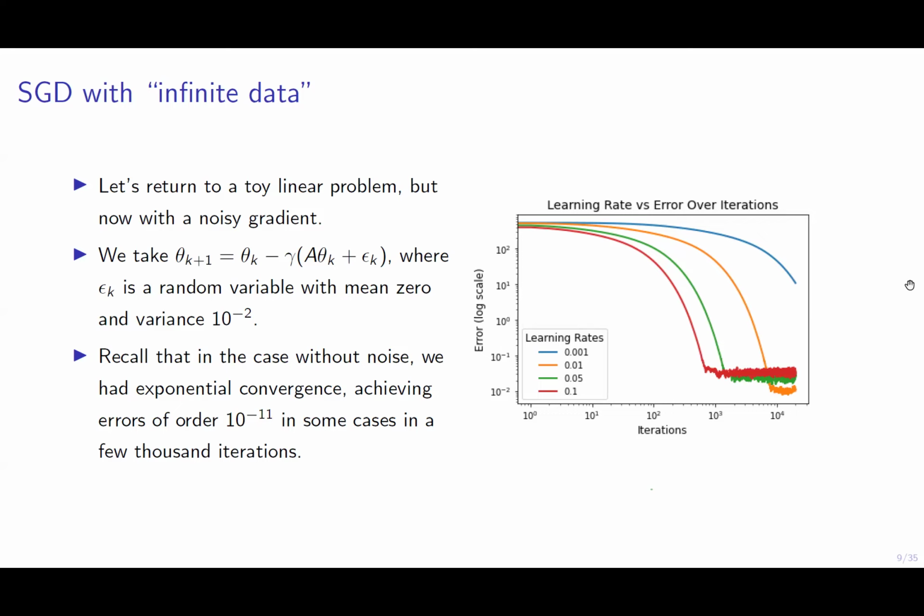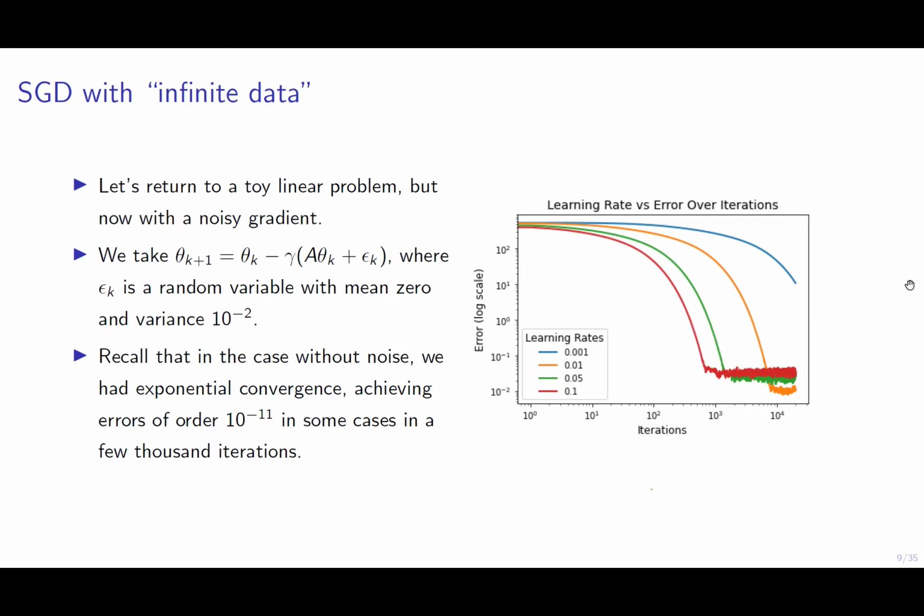We're basically not improving at all because this noise is going to be bigger than the updates that we really want to do. And just to comment on the scale, in the previous experiment, in 2,000 iterations, we got errors of the order of 10 to the minus 11. This time, we're at 10 to the minus 1. So this really does impede convergence.